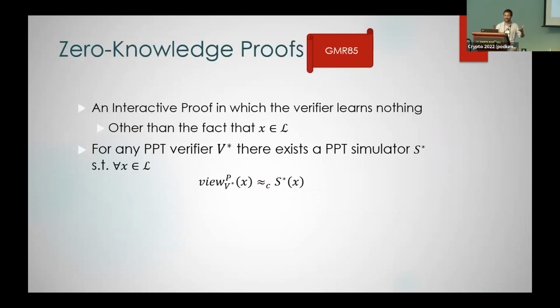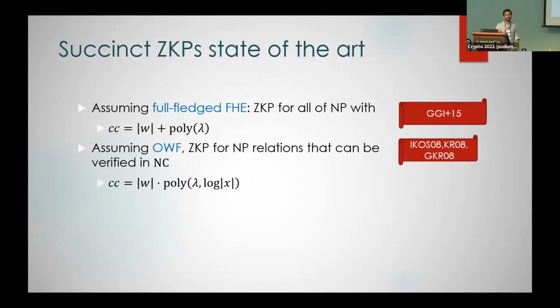I have to just remind you what zero-knowledge proofs are. Basically, a zero-knowledge proof is an interactive proof where the verifier learns nothing when interacting with the honest prover, other than the fact that the instance is indeed in the language. And the state of the art on succinct zero-knowledge proofs prior to this work is the following: assuming full-fledged, fully homomorphic encryption, so bringing in the big guns, we get something that is essentially optimal. We get a zero-knowledge proof for all NP relations, where the communication complexity is basically the length of the witness plus some additive factor that depends on the security parameter lambda.